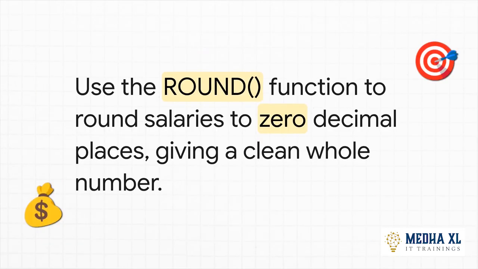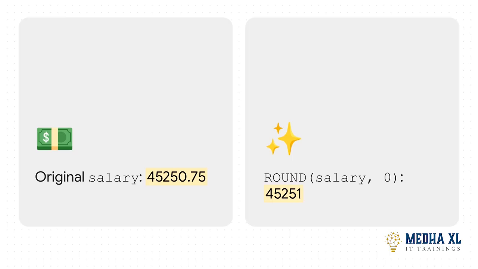So, imagine you have a list of salaries with all those messy cents attached. With a number function like ROUND, you can tell the database to round every single salary to the nearest whole number. That 0 you see there? That just means 0 decimal places. So simple, so clean. And the result is so satisfying.